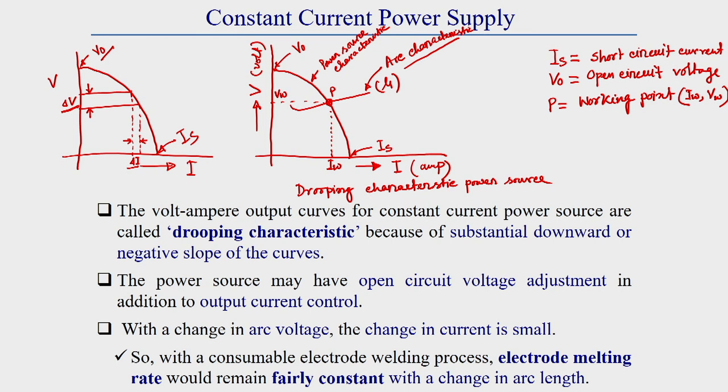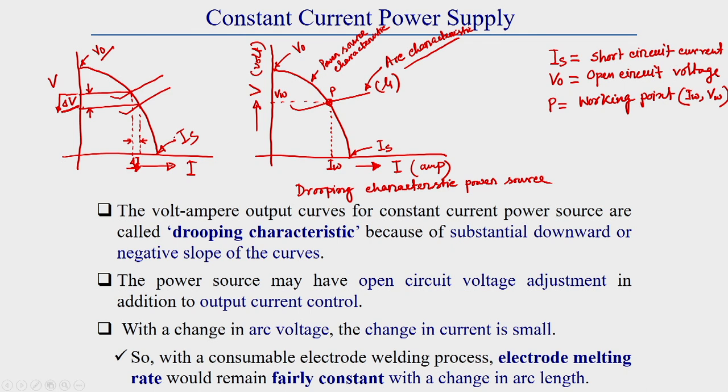Due to this, the rate of melting of filler material in this case is almost constant, because a change of voltage means, let us say, this is one arc length and this is another arc length. Now, what happens? If the voltage is reduced from here to here, then the current is also increased, but only a small amount. It is not more; current will increase from here to here.